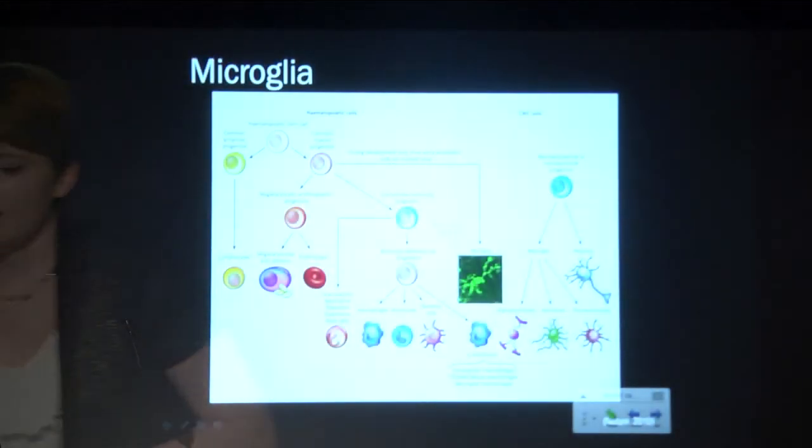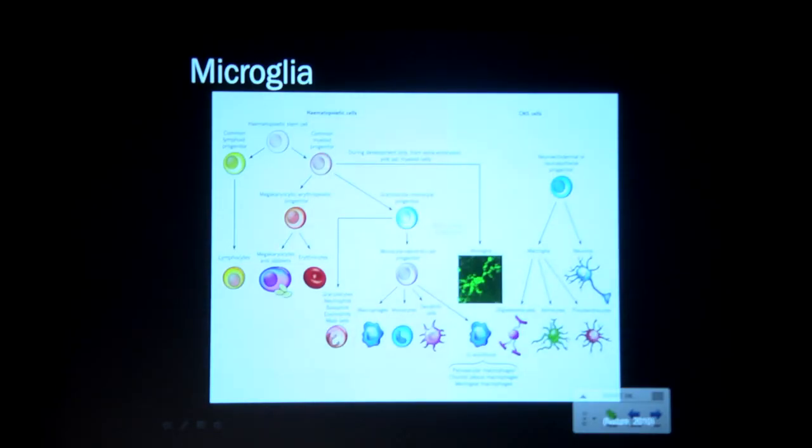Now, unlike our general immune system, most of the brain's immune system is composed of one cell type, which is called microglia, and is shown here in this picture. Now, microglia are an interesting cell type because, unlike all other types of cells in the brain, microglia are not derived from a neuroectodermal or neuroepithelial progenitor cell. So they aren't made in the brain. Instead, they're made outside of the brain with the rest of the immune system, and then they migrate into the brain during development.